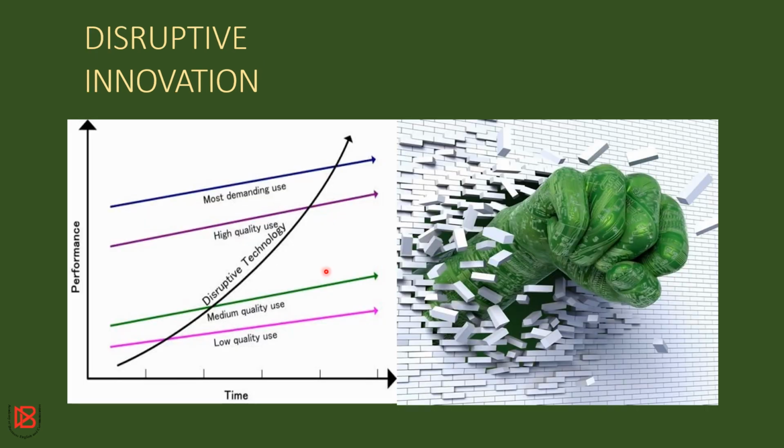This brings me to the last topic, the slide for the day, disruptive innovations. Remember, we are talking about radical innovations driving through. It is breaking the wall. It is creating a new field altogether. See the low quality use, the medium quality use, the high quality use, and the most demanding use. When we plot the productivity of a customer, of our organization, in terms of performance on the y-axis and time on the x-axis, disruptive technologies bypass everything.